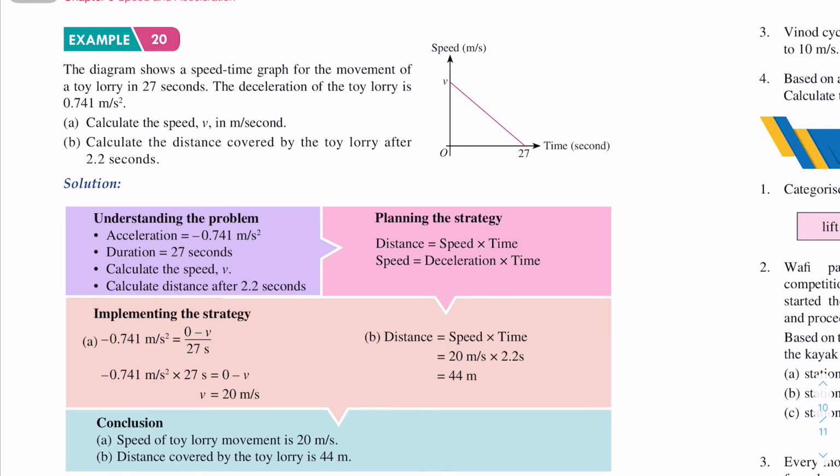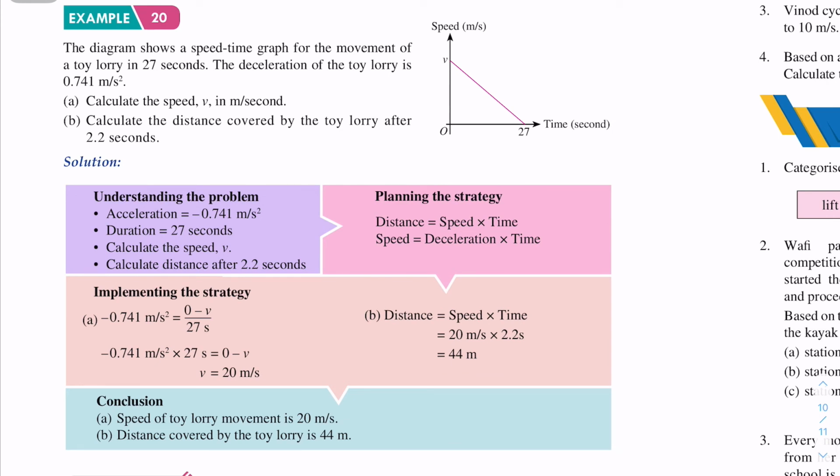So let's understand this problem. From the question we know that the acceleration is negative 0.741. Why is it negative over here? Because it was already mentioned that it is deceleration. Then the duration is 27 seconds. We need to calculate the speed for A, and then we need to calculate the distance after 2.2 seconds. So let's plan the strategy. Distance is equal to speed multiplied by time, and speed is equal to deceleration times time. Ini boleh pindah-pindah je.